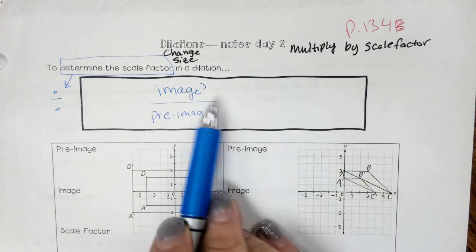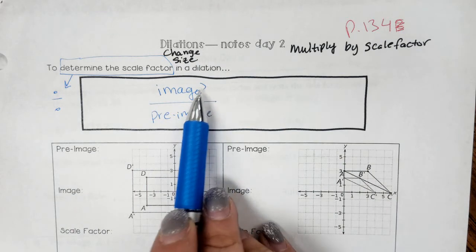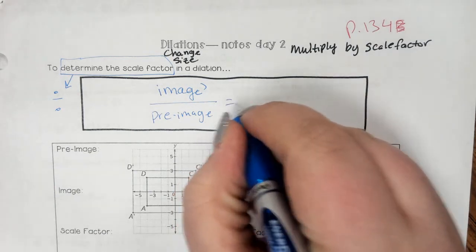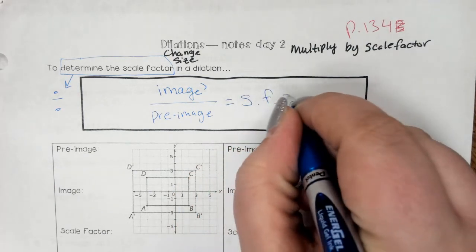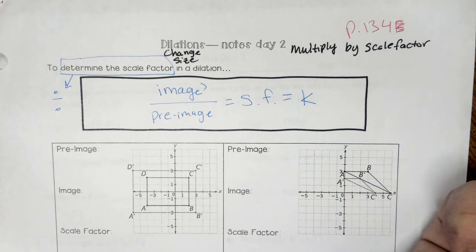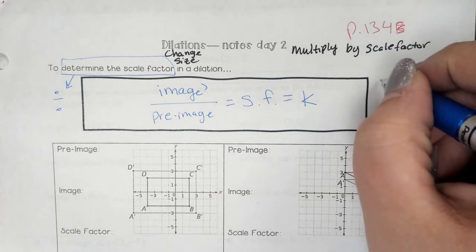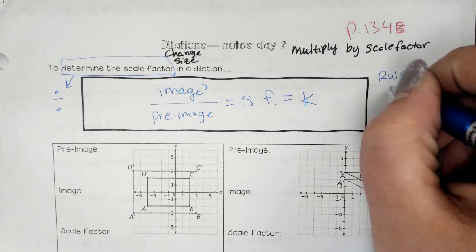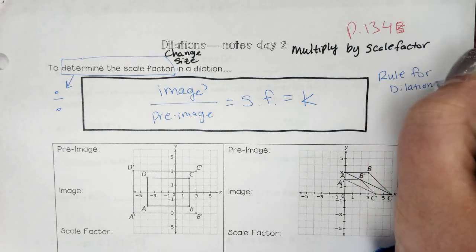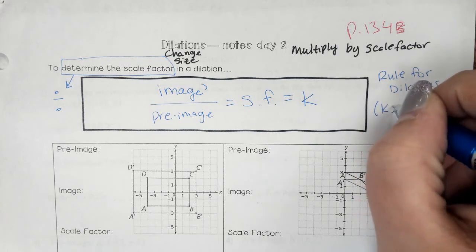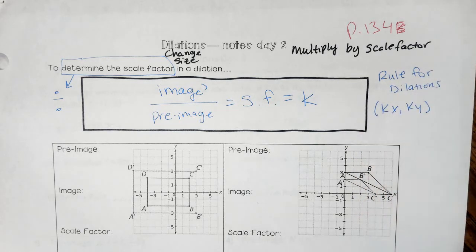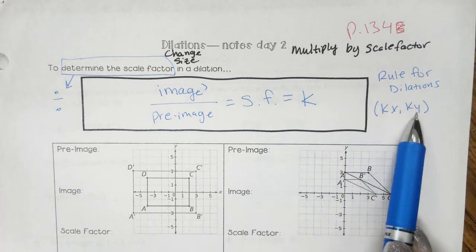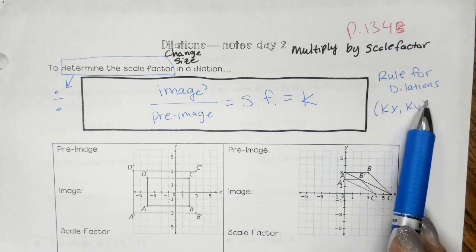Image isn't really spelled with an apostrophe. I put that apostrophe there to remind us that the prime notation goes with the image. Now this is equal to the scale factor, and remember that the scale factor was the letter K. Also, as a reminder, the rule for a dilation looks like kx, ky, because we take the scale factor and multiply it by the x value, the scale factor and multiply it by the y value to get the new image ordered pair.